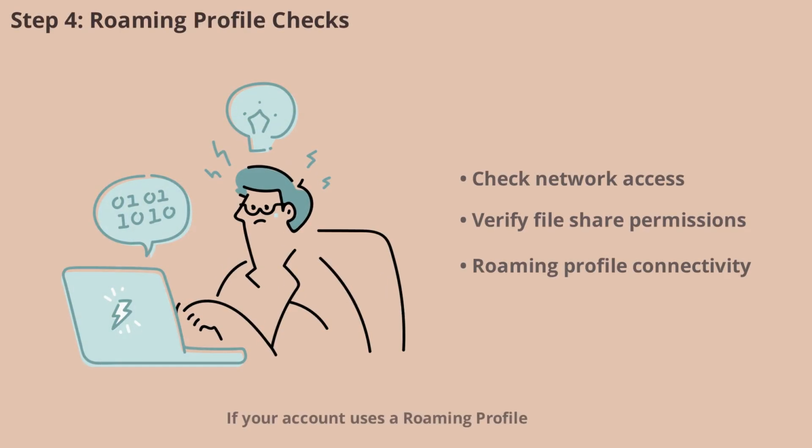If your account uses a roaming profile, the profile is loaded from a network file server. Make sure the user can access the file share and that permissions are set correctly. Network interruptions or permission issues can cause Windows to load a temporary profile instead. Always verify connectivity and permissions if you're using roaming profiles.